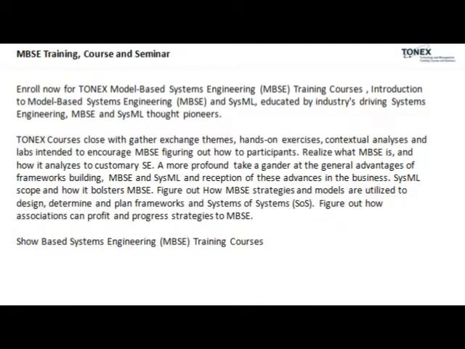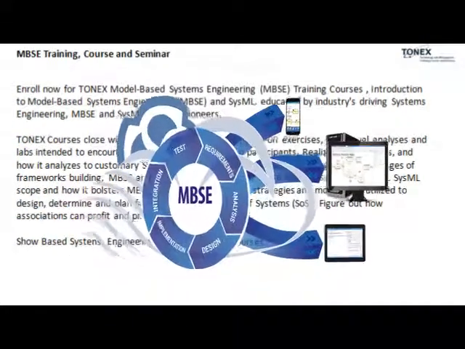Learn how MBSE methods and models are used to plan, specify and design systems and systems of systems, SOS. Learn how organizations can benefit and transition methods to MBSE.